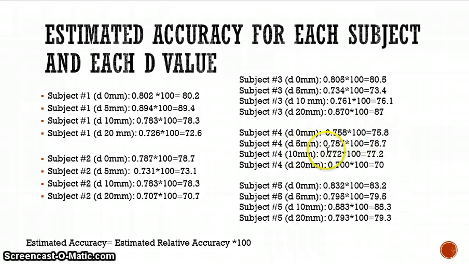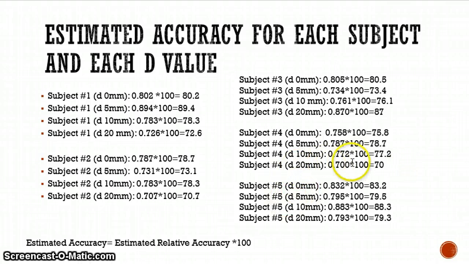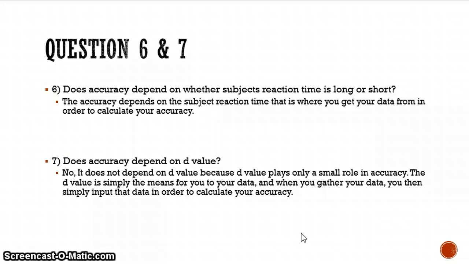At 5 millimeters the estimated accuracy is 78.7. At 10 millimeters it is 77.2. At 20 millimeters it is 70. For subject number 5, at 0 millimeters it is 83.2. At 5 millimeters it is 79.5. At 10 millimeters it is 88.3. And at 20 millimeters it is 79.3.